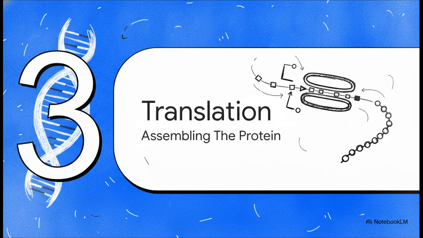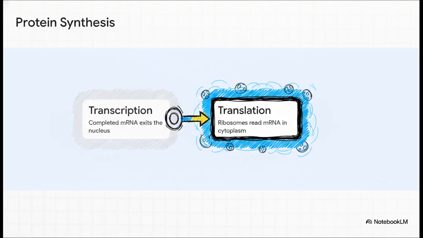Next up, section 3, translation, where we assemble the protein. Notice how our flowchart just updated. Step 1 fades into the background, and step 2, translation, is vividly highlighted. Just follow those thick vector arrows. The newly minted mRNA strand physically exits the boundary of the nucleus, passing through a pore, and moves right out into the cytoplasm for this crucial next stage.